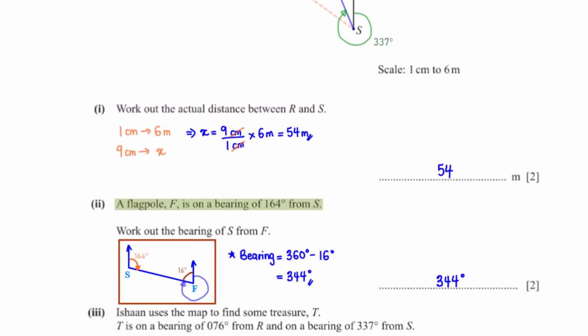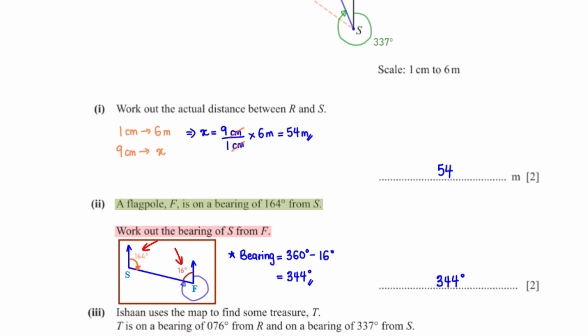A flagpole F is on a bearing of 164 degrees from S. Work out the bearing of S from F. In the illustration, we've indicated the bearing of F from S, which has been given as 164 degrees. And we've also indicated the bearing of S from F, which is what we are finding.